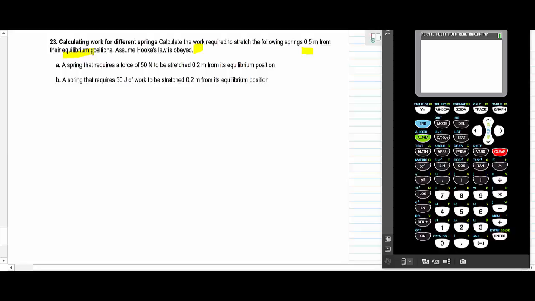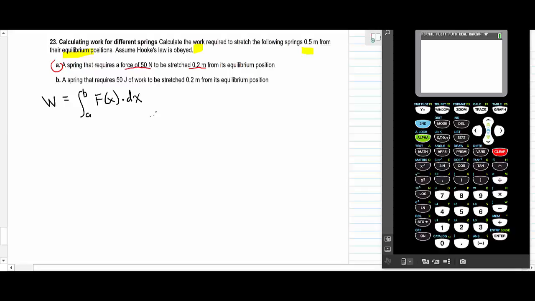Now remember what work is. Think of it this way: it's a force that is applied to something over a distance, okay? So the first thing that we probably want to do for part A is, on part A they're saying that a spring requires a force of 50 newtons to be stretched 0.2 from its equilibrium position. Whenever you do work, the first thing I'm going to do is write down the formula for work. Work was an integral we talked about last time, so you're just doing an integral from a to b of f of x times dx.